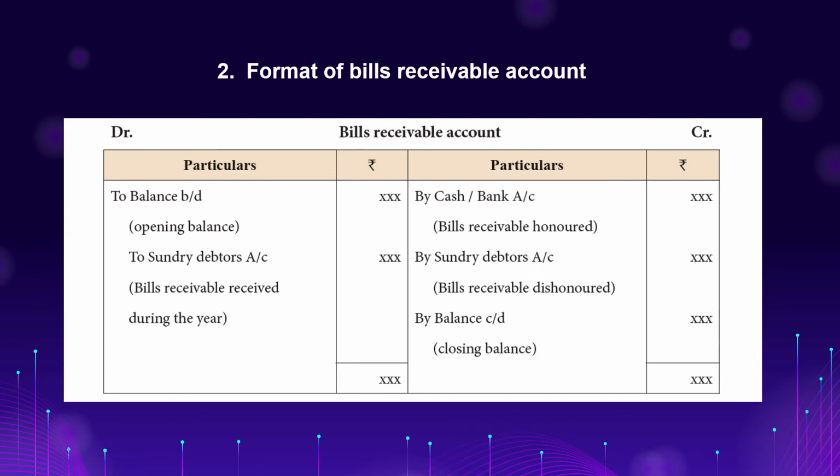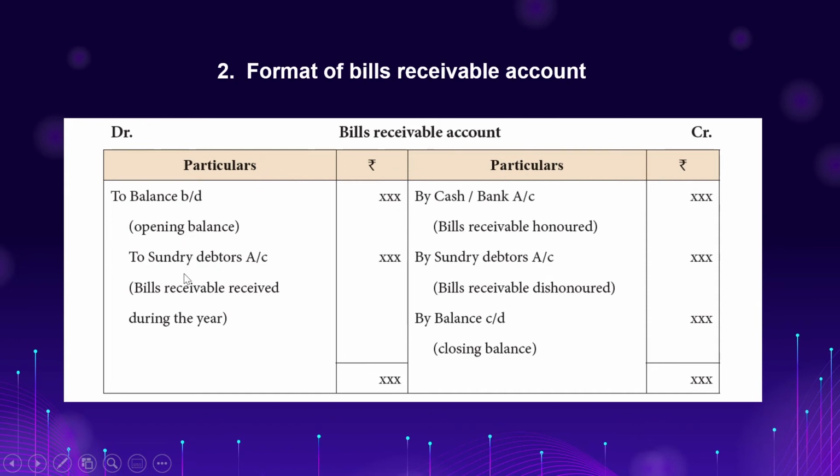Now next, before seeing the 12th sum, we are going to see the format of bills receivable. Bills receivable is also an asset item and it has a debit balance. So you have to start the opening balance on the debit side, and when the debtors are accepting the bills, bills receivable will be increased. Whatever item will increase the bills receivable will be shown on the debit side.